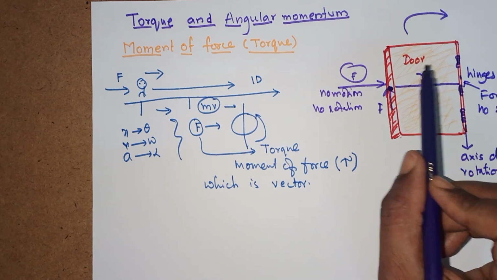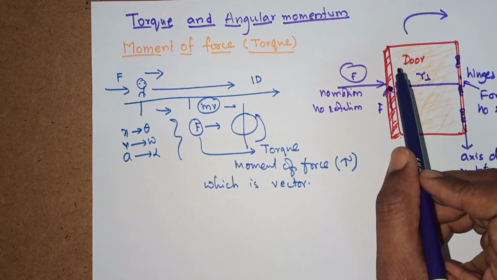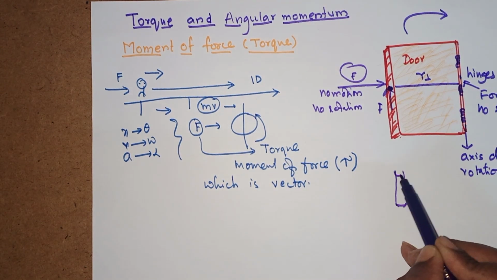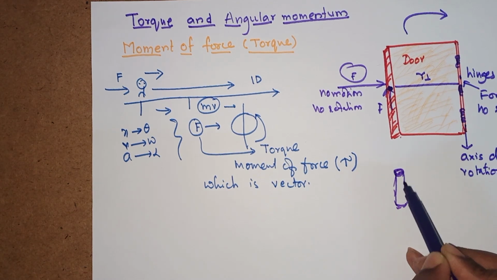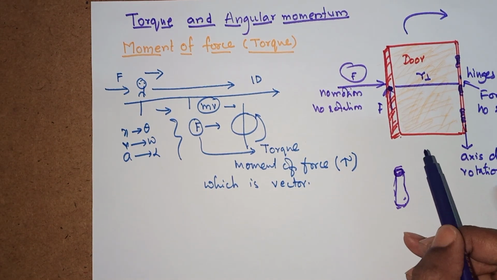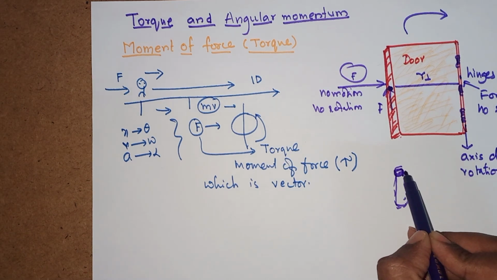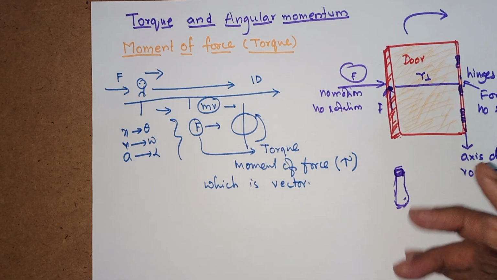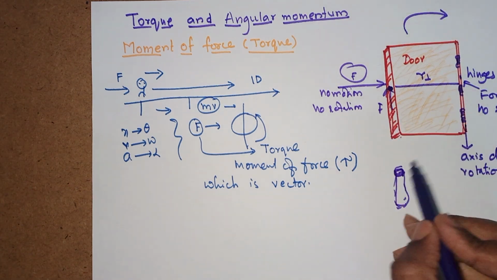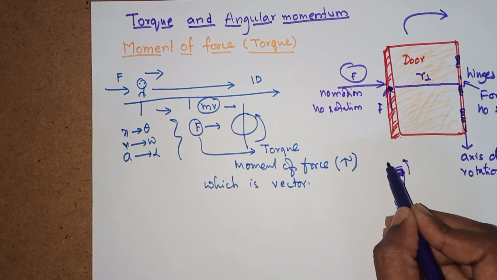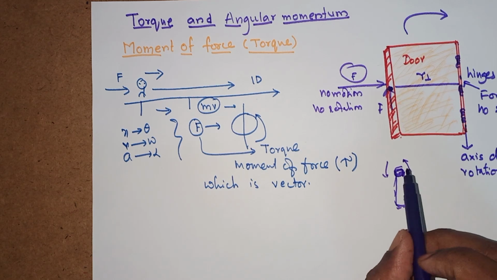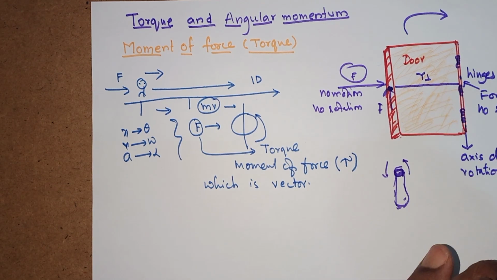Now how do we define torque? Let's see it in mathematical form also. Suppose a bottle is there. We cannot open the lid of the bottle with a single finger, but we can open it with two fingers. We apply one force over here and another here, and it can be opened. With a single force it is not as easy as with two fingers.